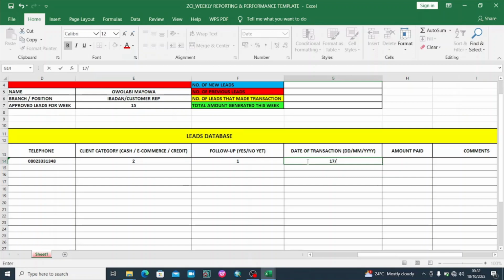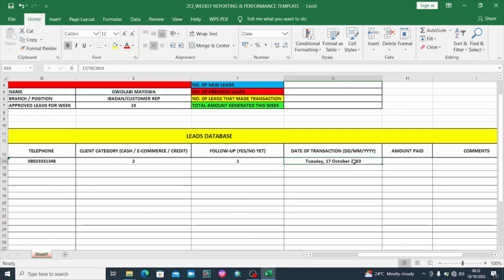The month is October. Then the year is 2023. So when I press enter, automatically, look at what it will bring. Can you see? It will change it automatically to the specific day in words, in alphabet, Tuesday. So we want to confirm which day, so we don't stress ourselves. Which day is it? Tuesday, yesterday, 17 October 2023.